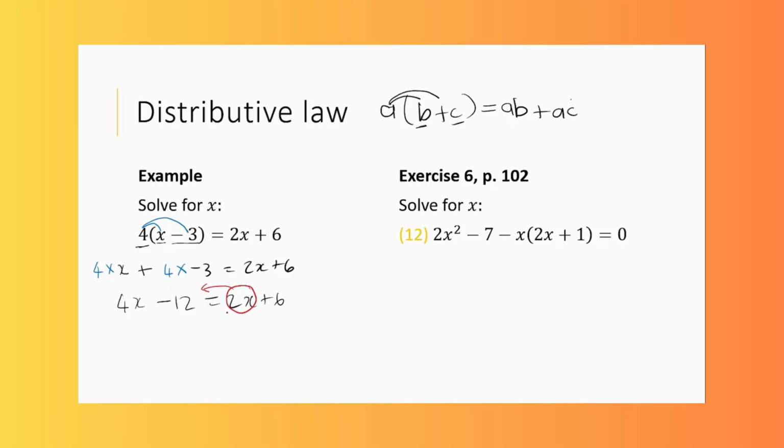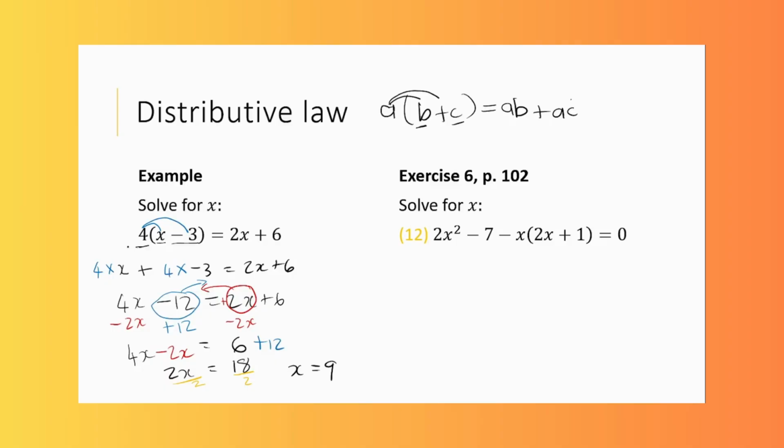Then if we want our 2x, which is a plus 2x, to move to the other side of the equation, we will be subtracting 2x. If we want our -12 to move to the other side of the equation, we will plus 12. So that we have 4x minus 2x, which is 2x, is equal to 6 plus 12, which is 18. Therefore, when we divide by 2 on each side of the equation, we will have x is equal to 9.